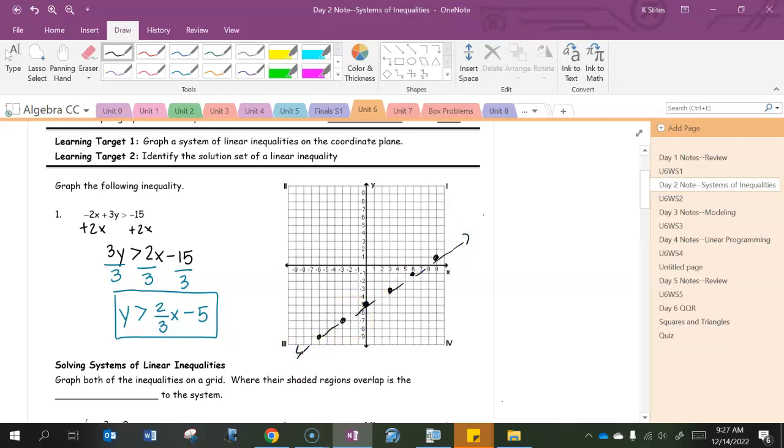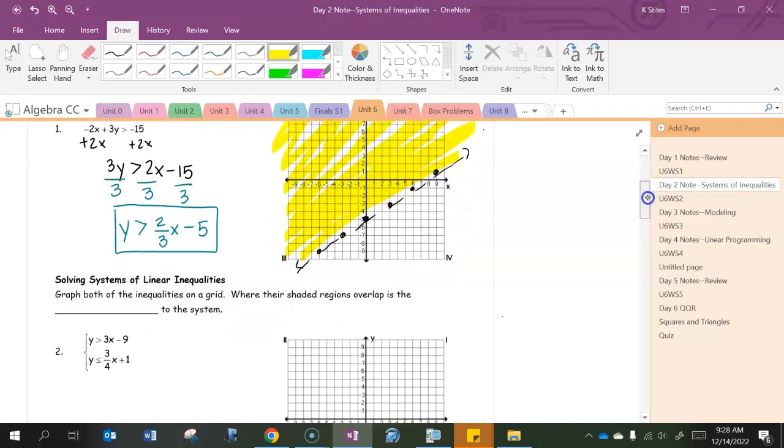And then one more thing, we need to make sure that we shade. All right, so shading is a really important part about graphing inequalities. So since this is a greater than symbol, we are shading above our line. All right, so that was a recap of what you should already know.